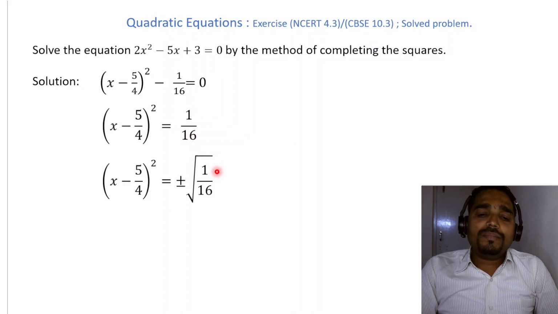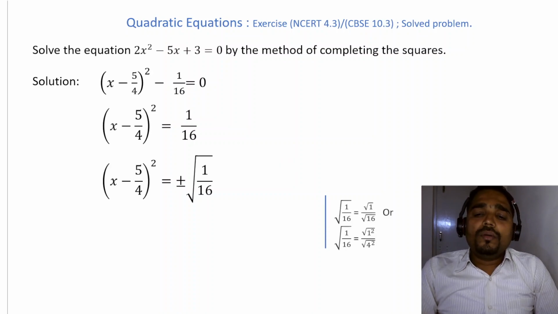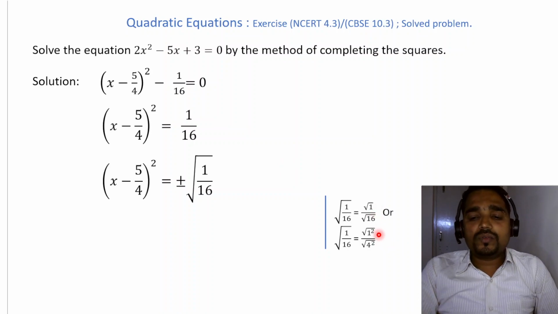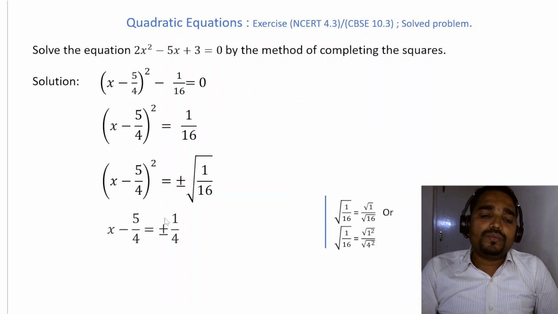Now how to simplify these numbers and remove them out of the square root? Now let us see that. Square root of 1 by 16 can be written as square root of 1 by square root of 16, or square root of 1 square by 4 square. So 1 is written as 1 square, 1 square is also 1, and 16 is written as 4 square, that is 4 into 4 is 16. Now we see that within the square root there is a square term for both numerator as well as denominator. Then square and square root would get cancelled. Therefore in the RHS we would be having plus or minus 1 by 4.